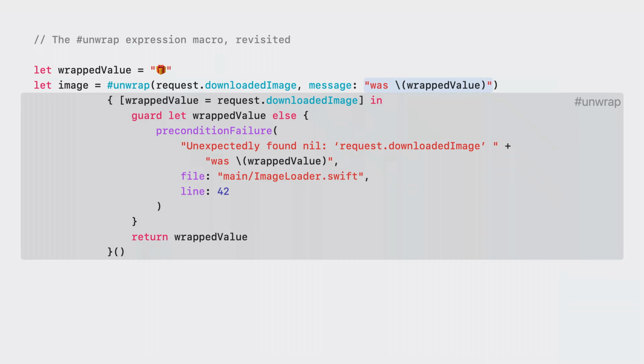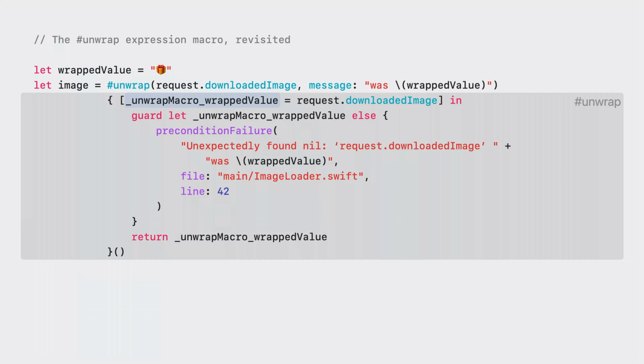But what happens if you try to use a variable called wrappedValue in the message? When the compiler goes looking for wrappedValue, it'll end up finding the closer one, so it'll use that instead of the one you actually meant. You could try to fix this by picking a name that you think your users probably won't use by accident, but wouldn't it be better to make this impossible?